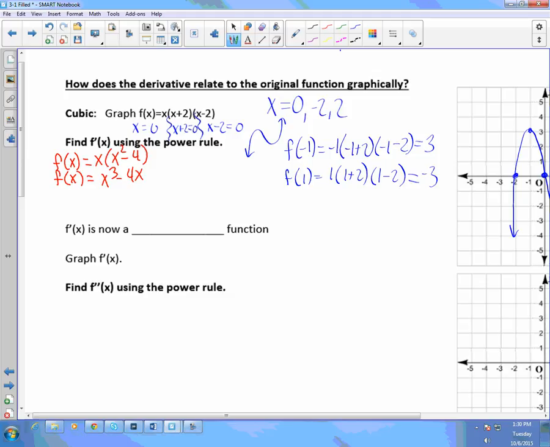Okay, so this is a polynomial. What's that prime? F prime of x equals 3x squared minus 4. What's the function of that? That's a quadratic. So as we take the derivative, the function decreases in power. Cubic becomes a quadratic. If we took the next derivative, what would it become? Linear. And the next derivative, constant.